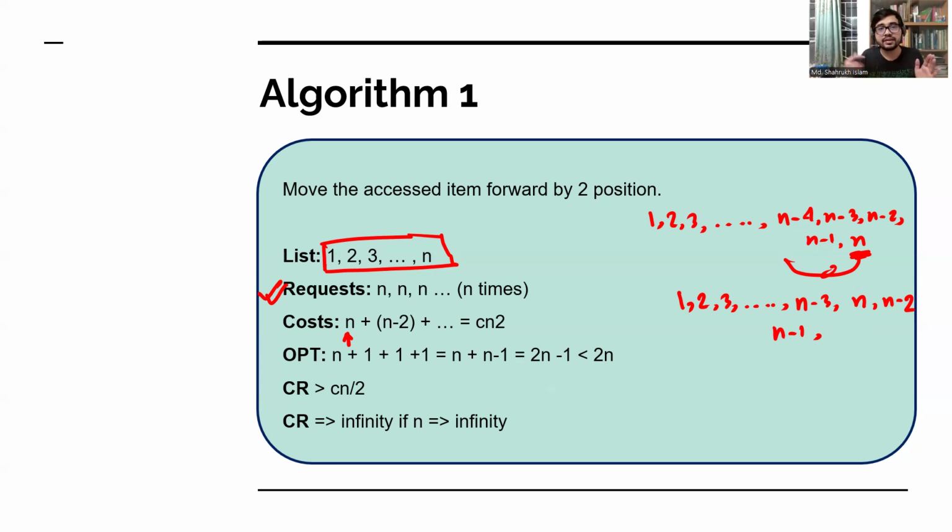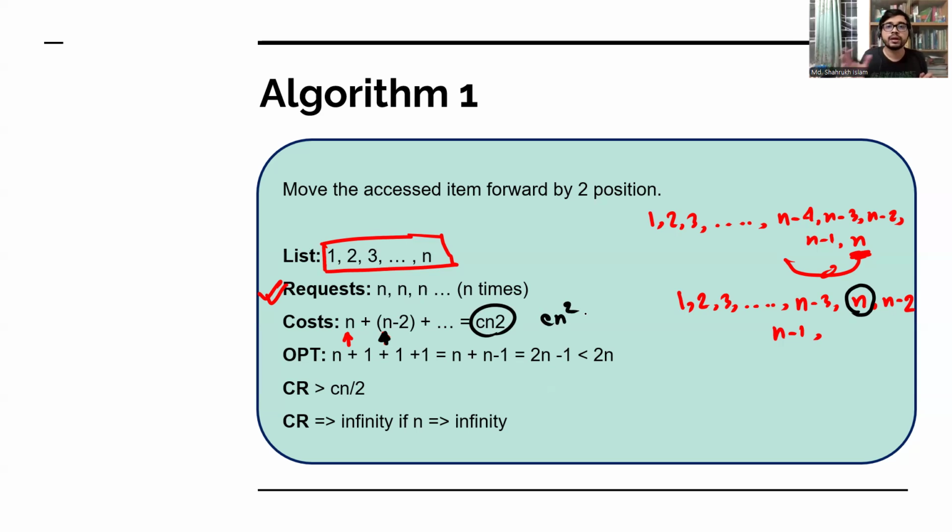In the second iteration here, this n, let me use another color. The distance of this element is n minus 2 positions from the beginning of the linked list. So this cost will take n minus 2, and overall this will take cn square.